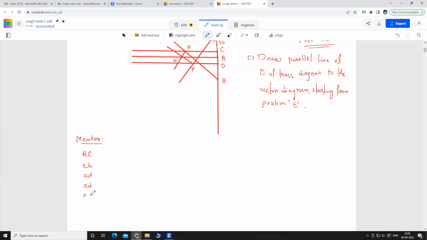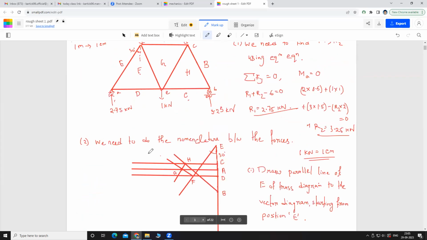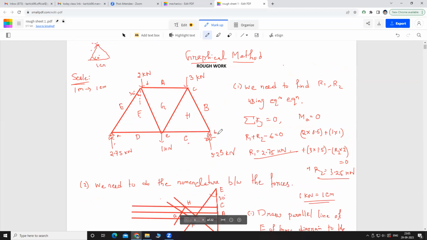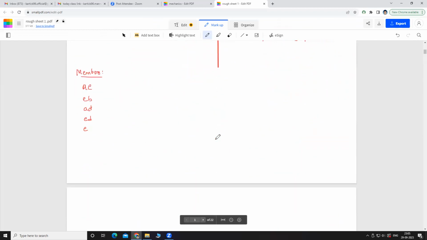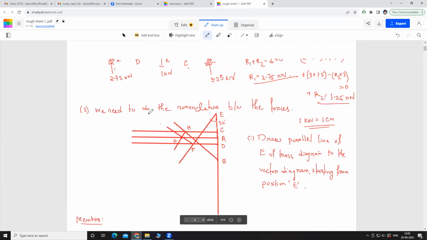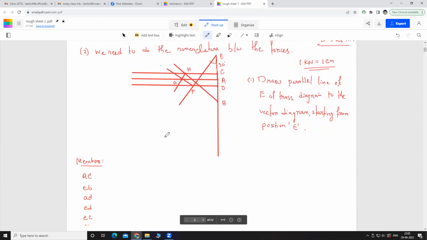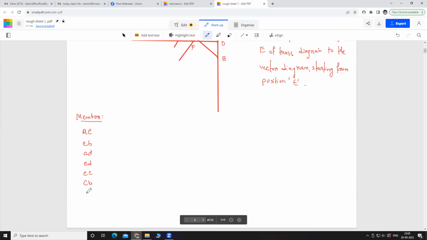Then from E to A, wait, then E to C, then C to D. So EC, CB. 1, 2, 3, 4, 5, 6. The last one, that is CD. Fine. So these are our 7 members.